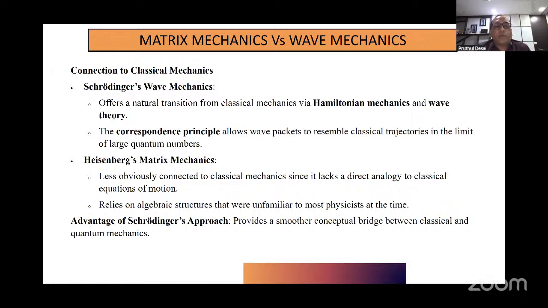While Heisenberg's matrix mechanics is less obviously connected to classical mechanics, since it lacks direct analogy to classical equations of motion. It relies on algebraic structures that were unfamiliar to most of the physicists at that time. So we find that Schrodinger's approach provides a smoother conceptual bridge between classical and quantum mechanics.